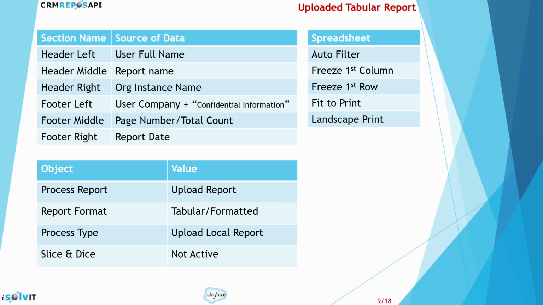The process: report upload. Report format is tabular. Upload the report by drag and drop, or upload using select from user device. Slice and dice is not active for this upload. Altogether, the screen provides a complete, easy-to-understand overview of how CRM Repo API structures, formats, and prepares a report before generating the final Excel.